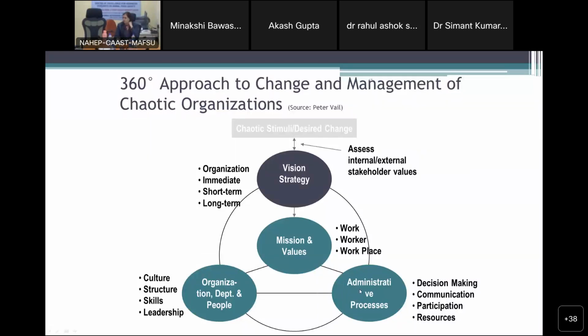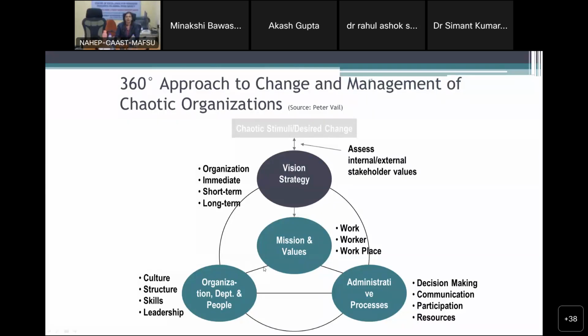Administrative process. Sometimes what happens, you open your business, you start your business, and you start employing people just because you know them. They might not have that skill set, they might not have that intelligence that you're looking for, but they are okay, and because you know them, you keep them. So if that is not in line with your vision strategy, please do not. What kind of people you are employing in your organization is also very, very important.